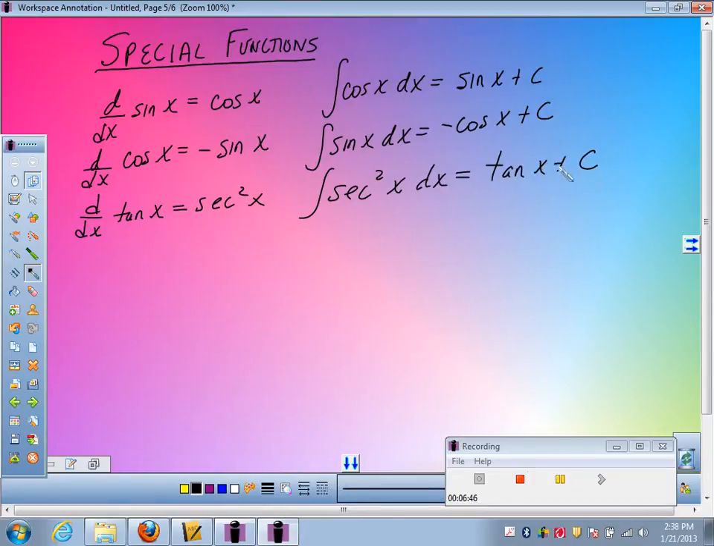Okay. That one's fairly obvious. And if the derivative of cotangent is negative cosecant squared, what's the antiderivative of positive cosecant squared going to be? Negative cotangent.